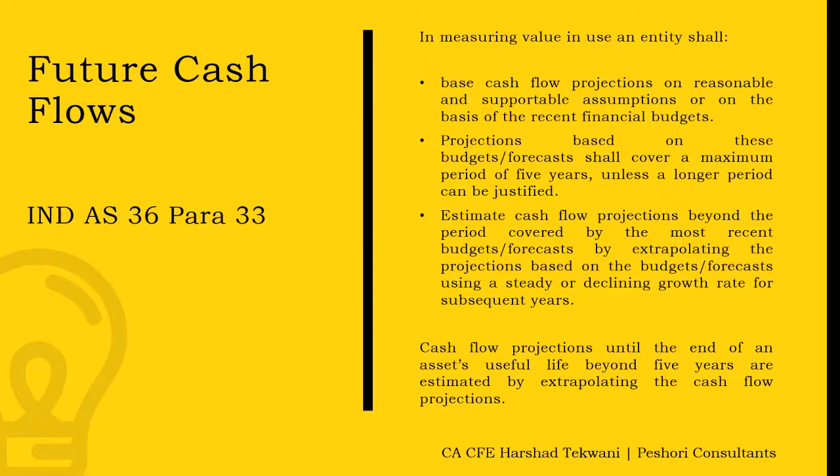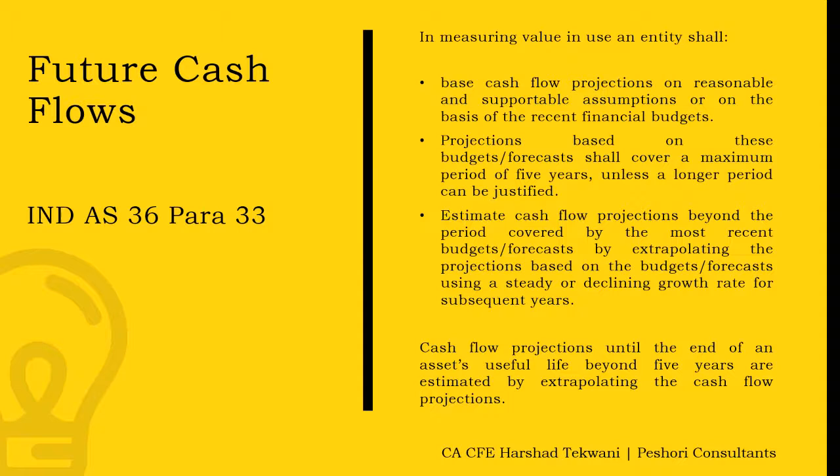we need to account for the future cash flows based on a growth rate. Now the growth rate should be either declining or steady. So for example, at the end of the fifth year, I said I will earn 100 rupees in cash flow. Now let's say I assume a growth rate of 10% for the next year, the sixth year. So 10% of 100 will be 110.